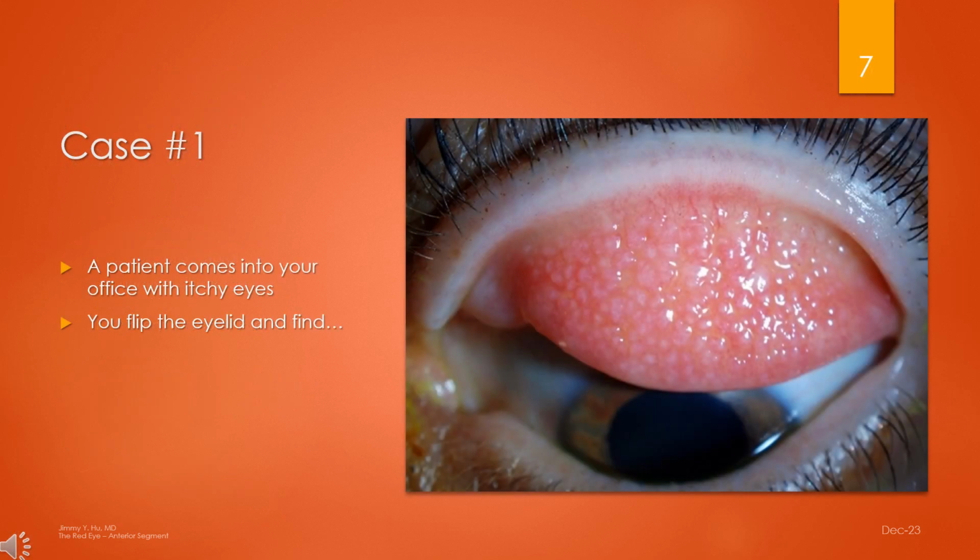So let's go over a case. A patient comes into your office with itchy eyes. You take a look at them, the eye's a little bit red, there's a little bit of watery discharge. It's pretty bilateral, fairly equal in both eyes. You flip the eyelid and you find this. So what do you think?